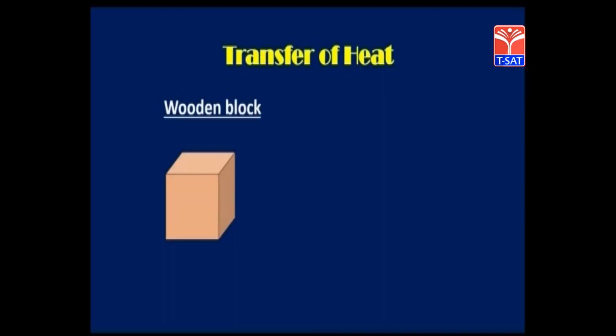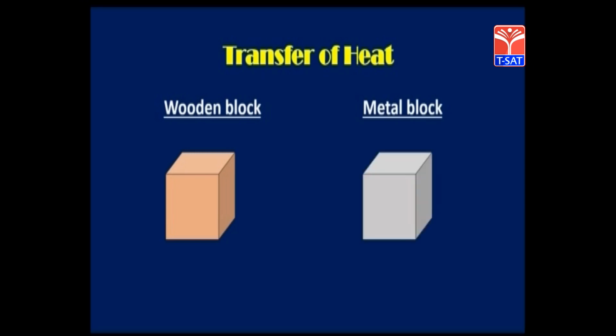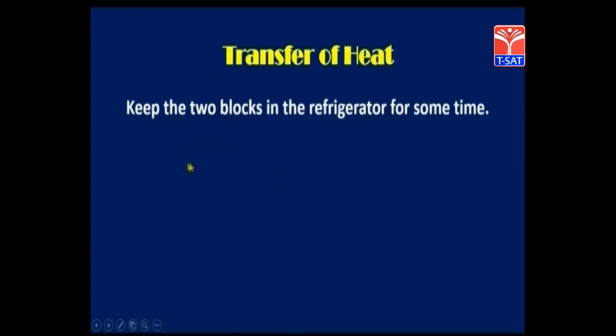Children, let us consider a wooden block and a metal block. So we have two blocks here. One is a wooden block and another is a metal block. Both of them are of the same dimensions, children, that is the same shape and size. Okay. Now, what do we do with these two? Let us take these two, keep the two blocks in the refrigerator for some time.